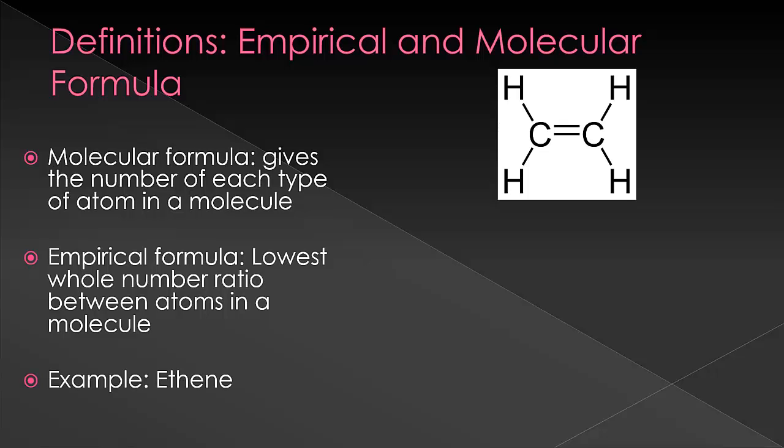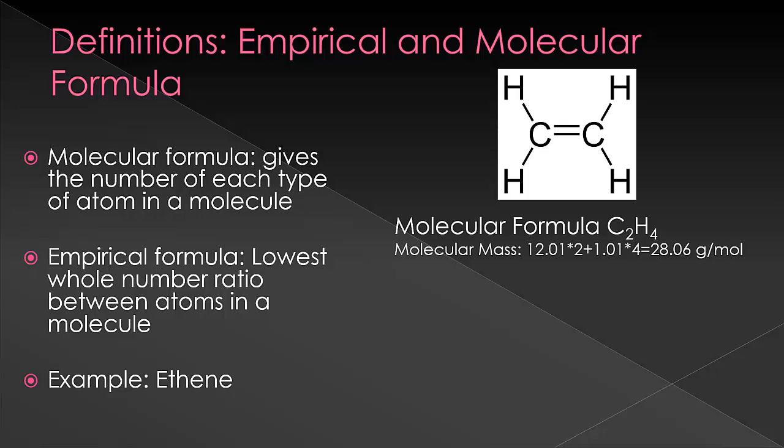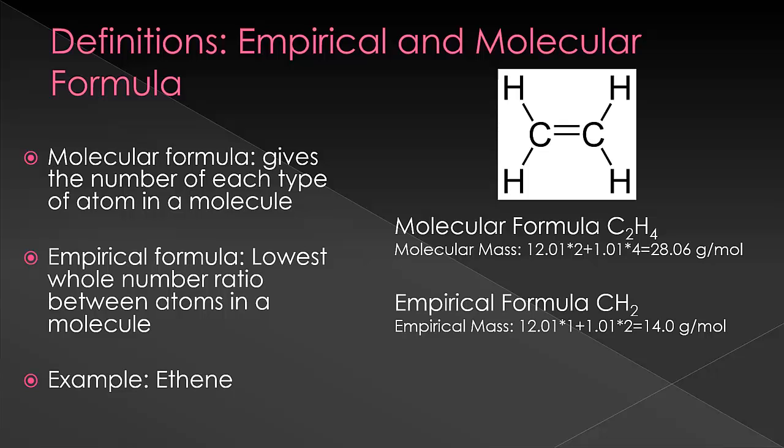Let's take ethene as an example. This is made up of two carbons double bonded to each other, and each carbon has two hydrogens. This means that its molecular formula is C2H4, and its empirical formula is CH2. I put both the molecular mass and empirical mass alongside because I want to point out that those must always be a multiple of each other. We will use this in some of the problem-solving techniques later in the video.